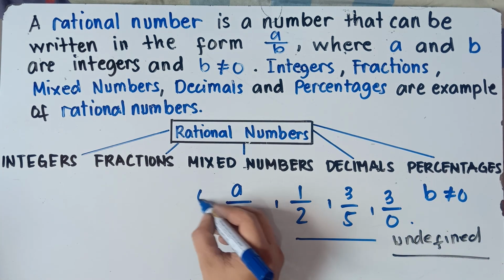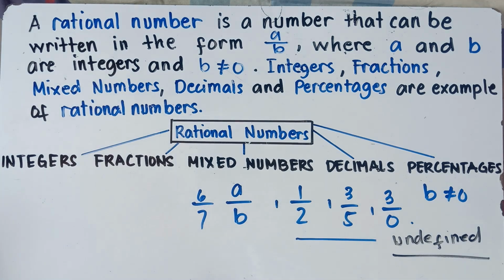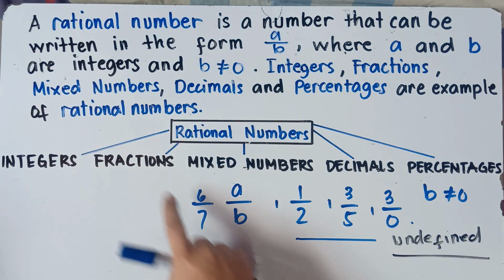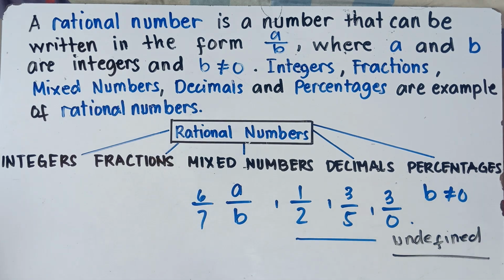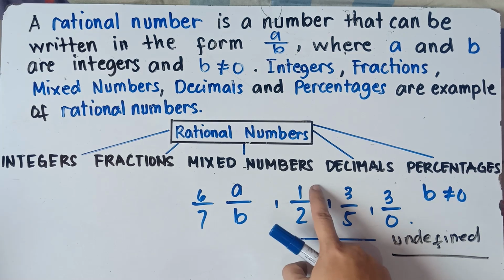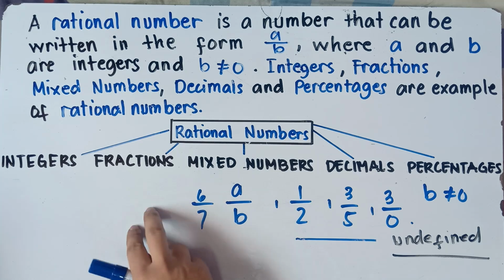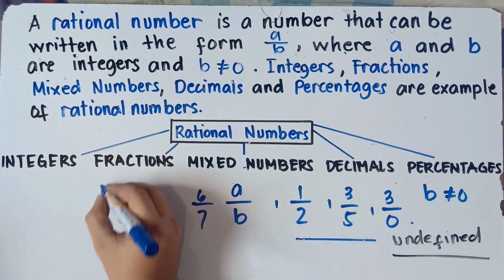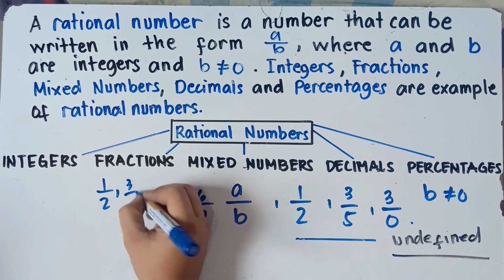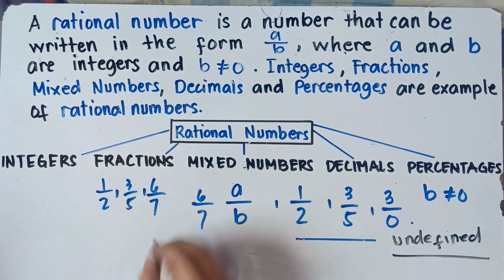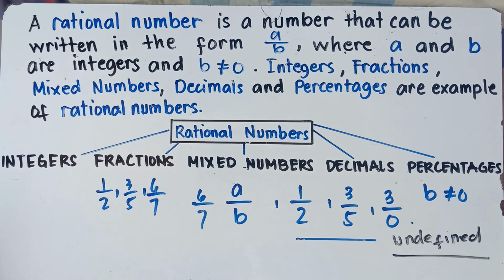1/2, 3 over 5, and 6 over 7, these are rational numbers. Therefore, class, all fractions are called rational numbers. Why is that, sir? Because a fraction contains a numerator and a denominator. Therefore, all fractions are called rational numbers. Examples of fractions are 1/2, 3 over 5, 6 over 7, and so on.